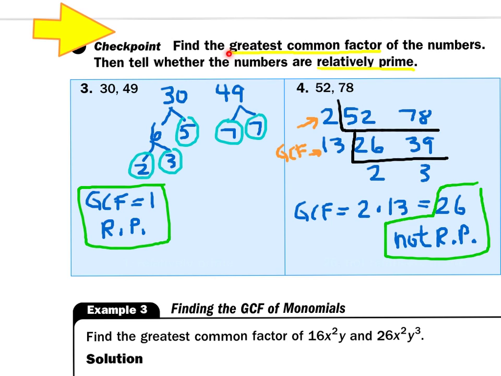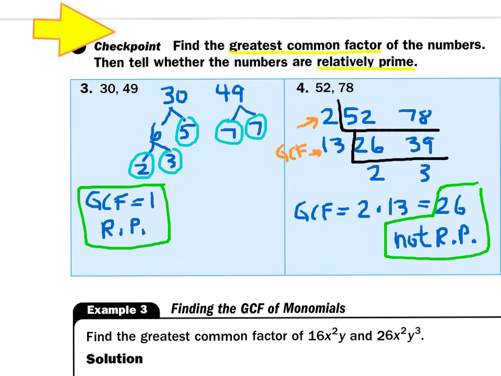Okay, let's practice some more finding the greatest common factor and deciding if they're relatively prime. I take the numbers 30 and 49. When I tried the division method, I couldn't think of anything, so I always make a tree if I feel stuck. I broke apart 30 to be 6 times 5. 5 is a prime, so I circle it. Break apart 6 to be 2 times 3.